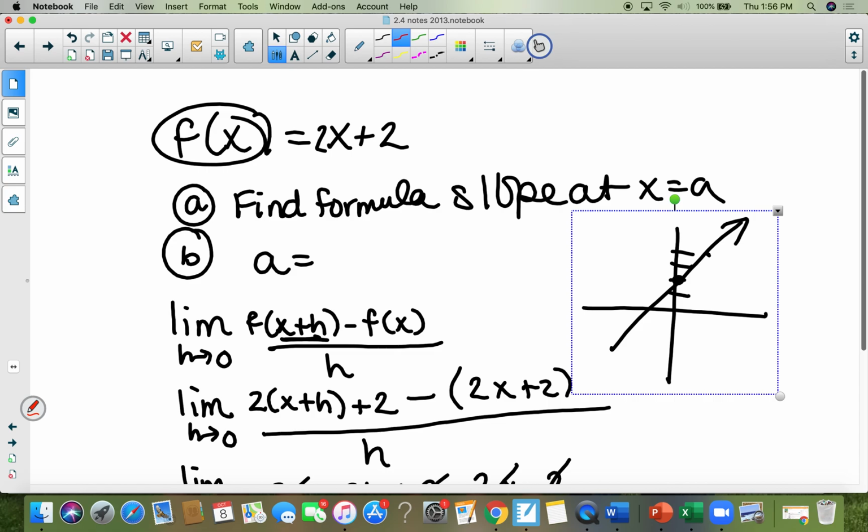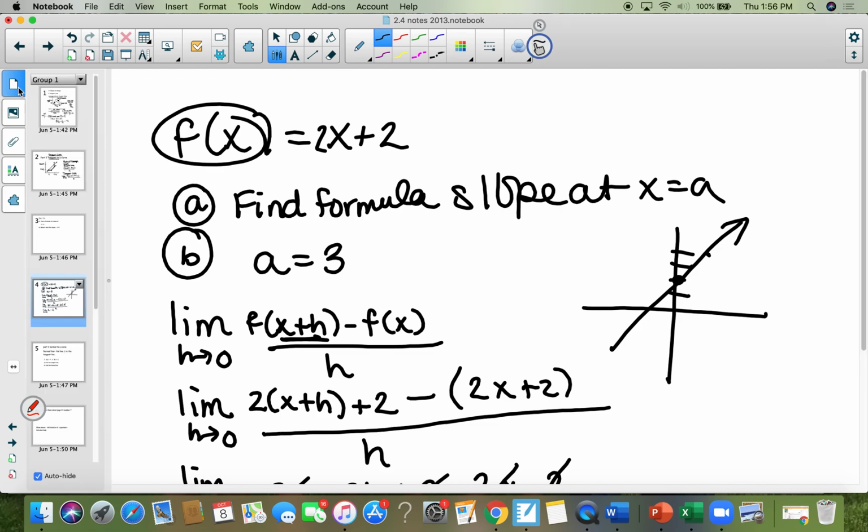What is the slope at a equals 3? Well, the slope is 2. What's the slope at a equals 4? 2. What's the slope at a equals negative 3? 2. The slope is 2 everywhere on this problem, right? Okay, now it's going to change on the next problem.